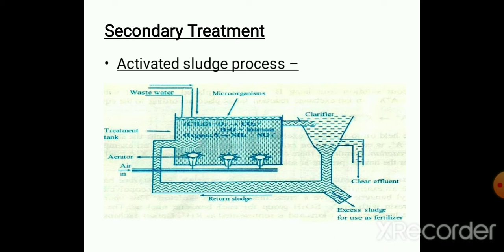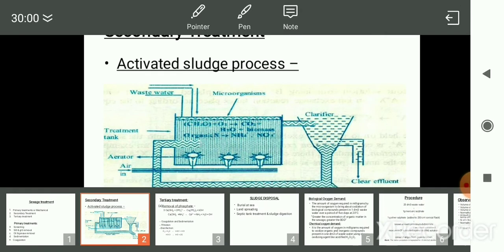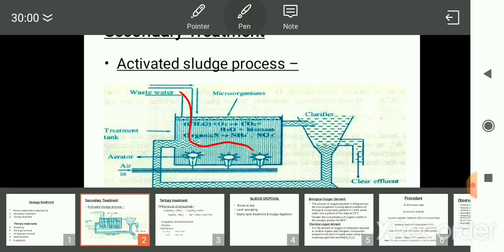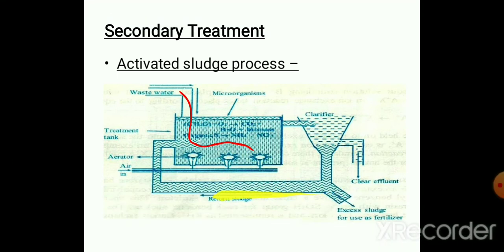After this process is complete, the effluent is sent to the sedimentation tank where the sludge is deposited, and water free from the organic matter is drawn off. So part of the settled sludge is sent back. We can observe here, this is the return sludge, we can see. So here we have passed this sludge return here.